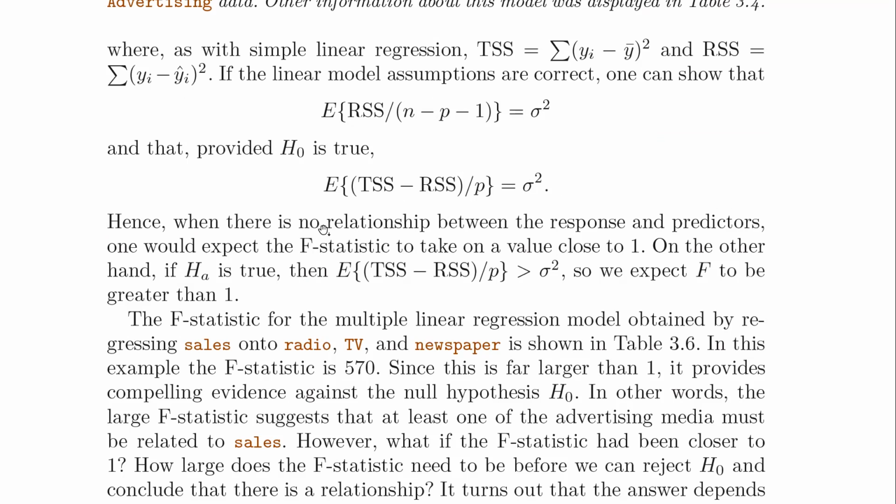Hence, when there is no relationship between the response and predictors, one would expect the F-statistic to take on a value close to 1. On the other hand, if HA is true, then the expectation of the numerator is greater than sigma squared, so we expect F to be greater than 1.